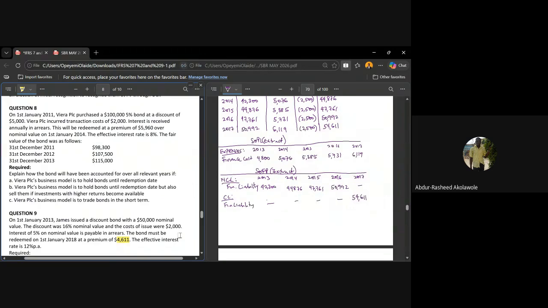The fair value of the bond was as follows. Assume all figures are correct. Required. Explain how the bond will have been accounted for over all relevant years.